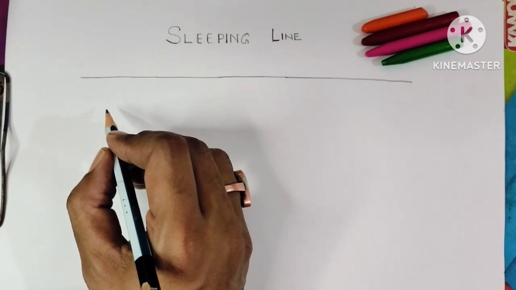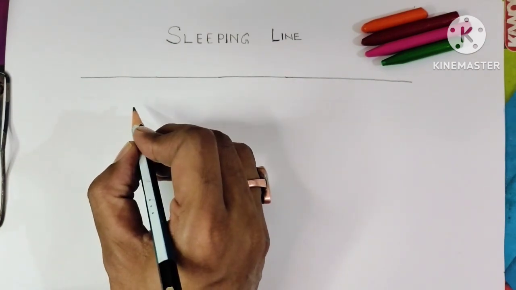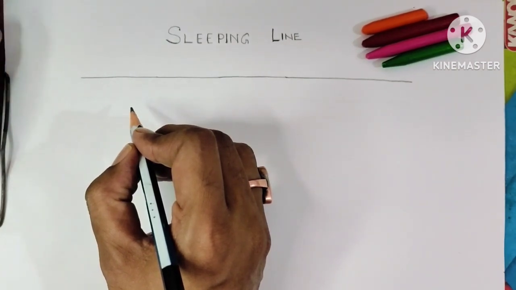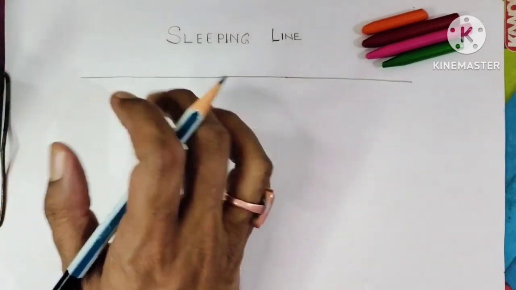Okay, good, very good. So hold the pencil like this and use any paper. Use any paper, whatever paper you have. So we will make slipping line today.